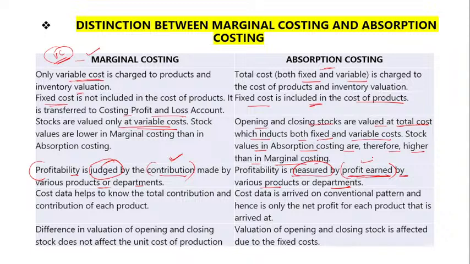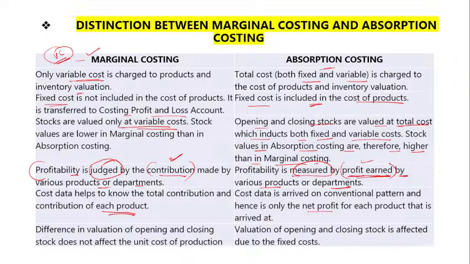Actually we can measure how much profit they earn. Now, the cost data helps to know the total contribution and the contribution of each product. Each time we add one additional unit of product, it is calculated for each product. The cost data is arrived at on the conventional pattern, and hence only the net profit for each product is arrived at.